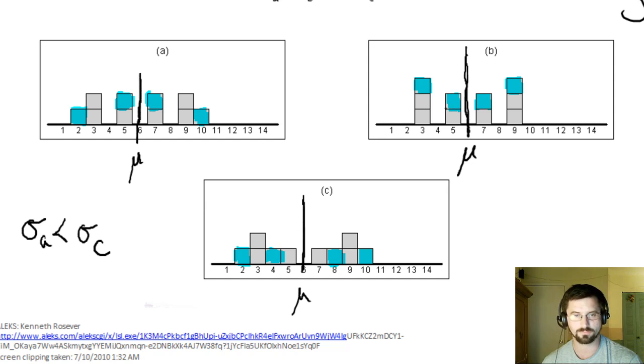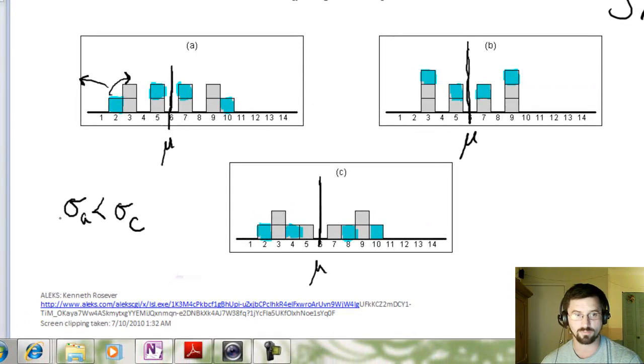We also can look here. We have a 3 and a 5. Well, over here we had a 2 and a 5. So this 2 has moved up, which means the spread is what? Is it greater? No, it hasn't moved out. It's less. It's moved in. So this is less spread out than this one over here. B is less spread than A, which means B has a smaller standard deviation. There we go. So the answer is BAC.